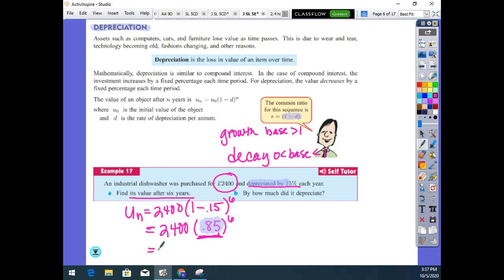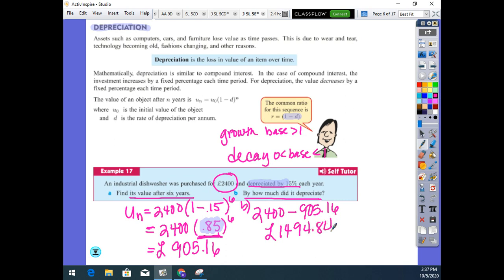Plug it all in, and we have 905 pounds and 16 pence. Okay. How much did it depreciate? Well, if it started out worth 2,400, now it's only worth 905.16. It lost 1,494.84 pounds. That's how much it depreciated after 6 years.